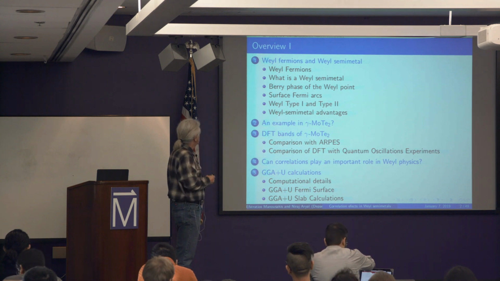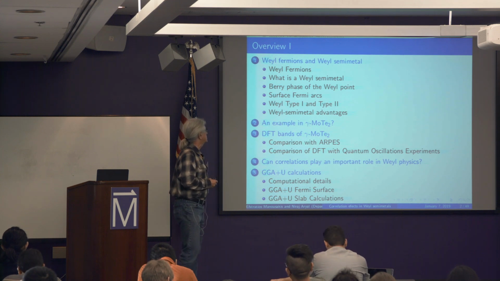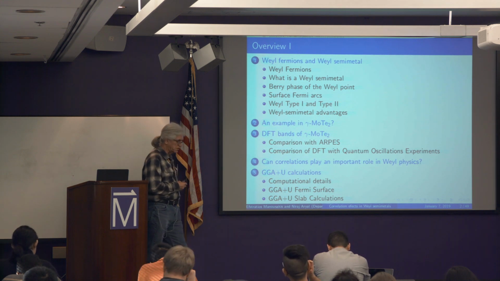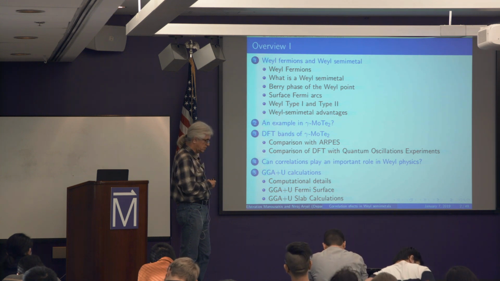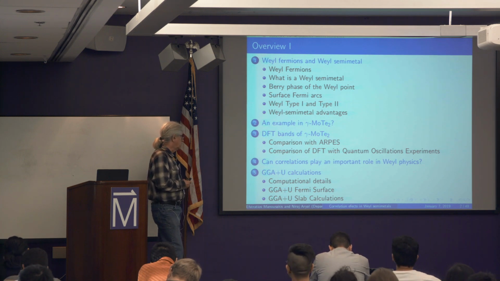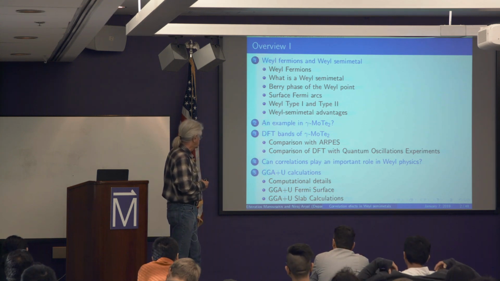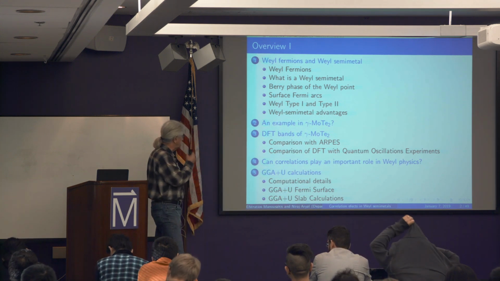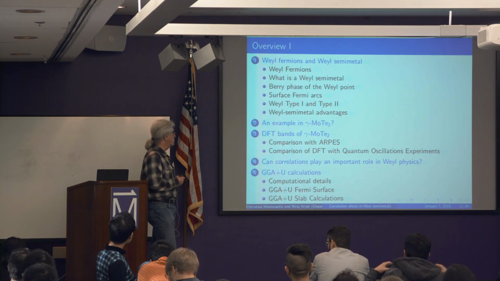So again, I will review very quickly because nobody discussed the Weyl semimetals this morning. I'll do a very brief introduction on what Weyl fermions are and what a Weyl semimetal means. And then I'll turn my attention to transition metal dichalcogenides, and in particular, I'd like to take an example, the gamma MoTe2, and discuss what band theory tells us about the Weyl physics of these materials, and show the comparison with angle-resolved photoemission.